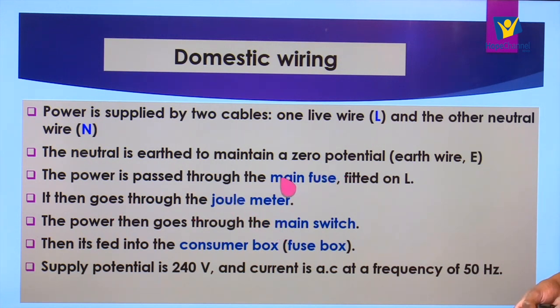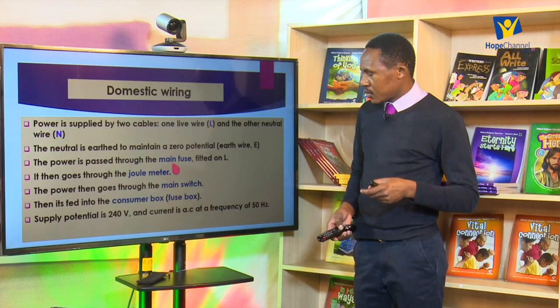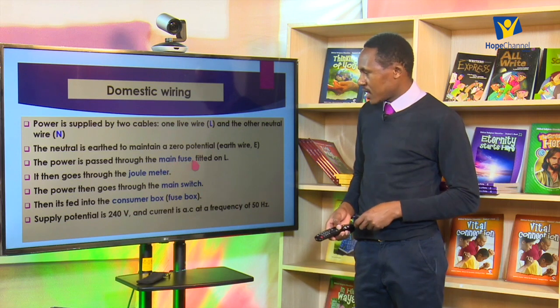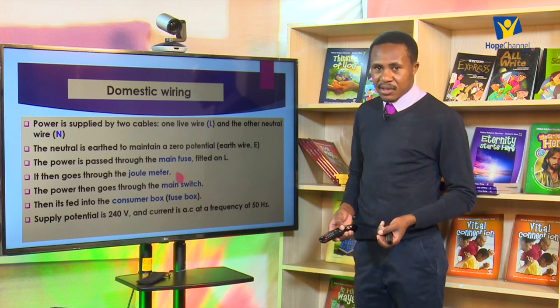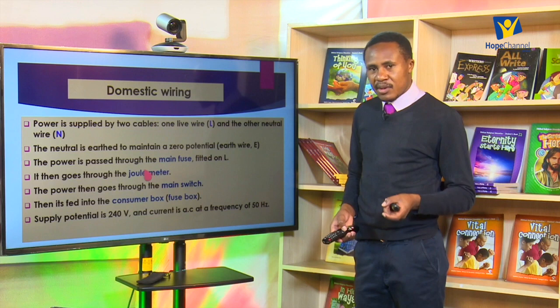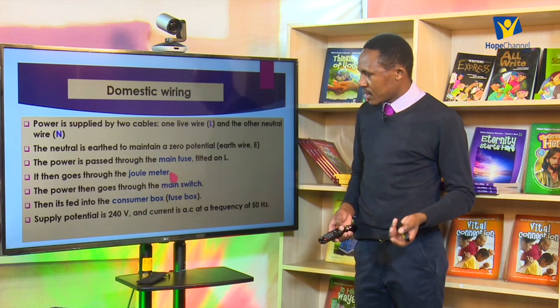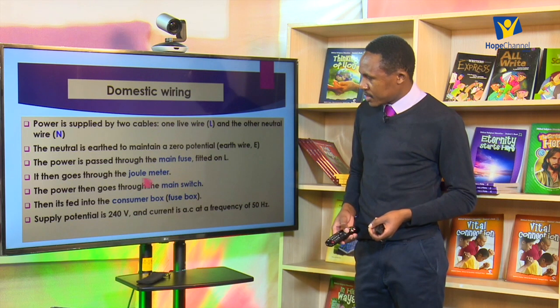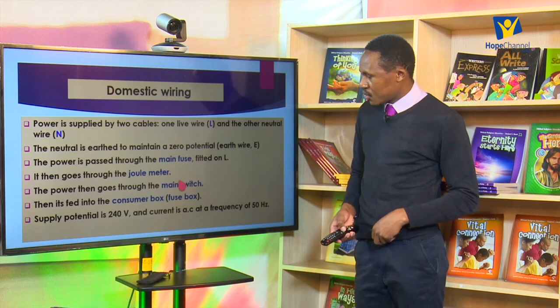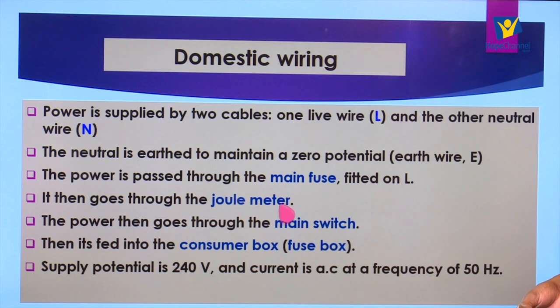So first the power passes through the main fuse, it gets into the joule meter. The main fuse is used for protection. If the power goes beyond what is required in the homestead, the fuse will cut off the supply so that it doesn't even get to the meter. The meter registers the consumption within the household. Then after the meter, the power goes through the main switch. So we have these main components. So the power gets to the house through the main fuse to the joule meter. After the joule meter, we have the main switch.